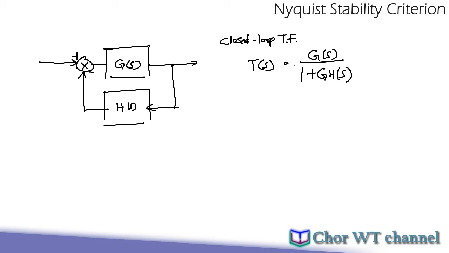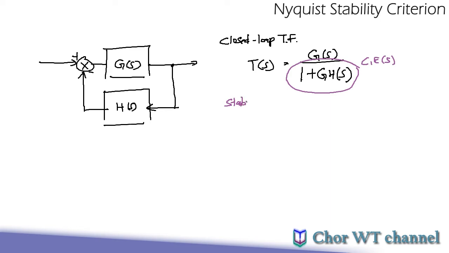As usual, T(s) will denote our closed loop transfer function, which is constructed from G(s) over 1 plus G(s)H(s). We have learned that in the root locus analysis, to determine the stability of the system, we are basically evaluating 1 plus G(s)H(s), which is our characteristic equation. We need to find the roots of the characteristic equation and determine the system stability based on the number of closed loop poles located on the right hand side of the S-plane.